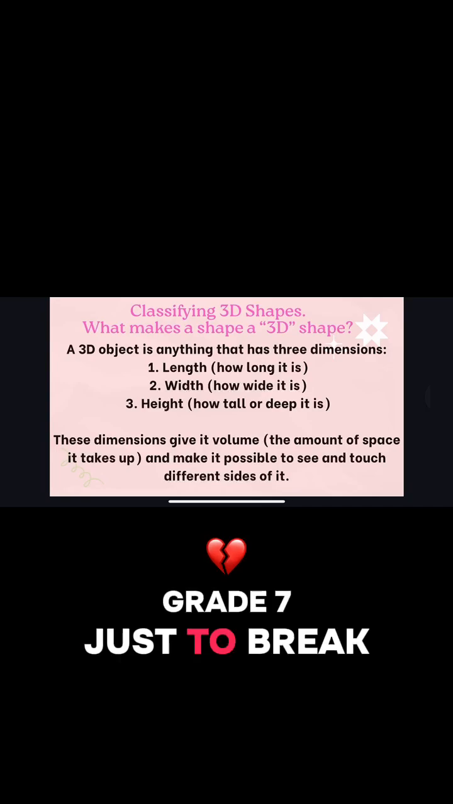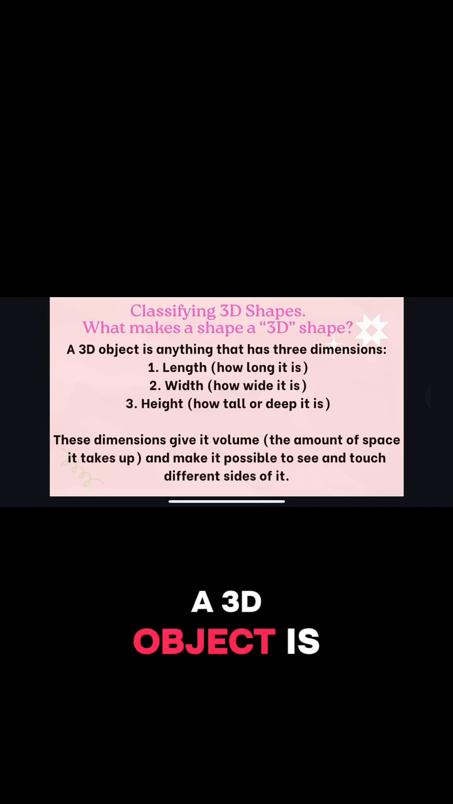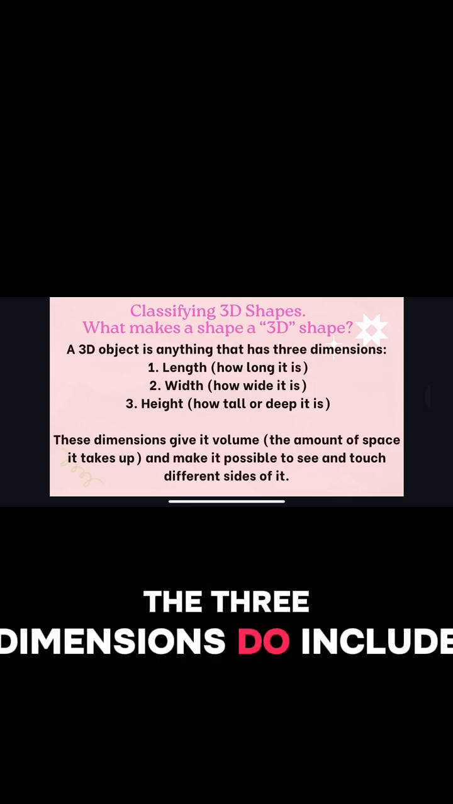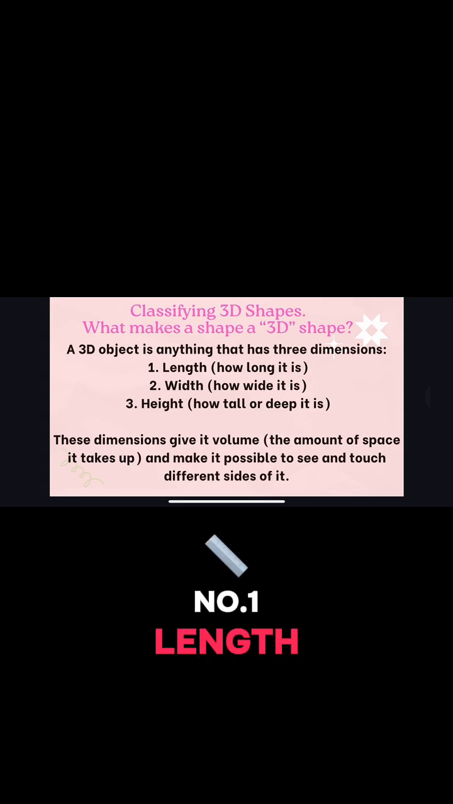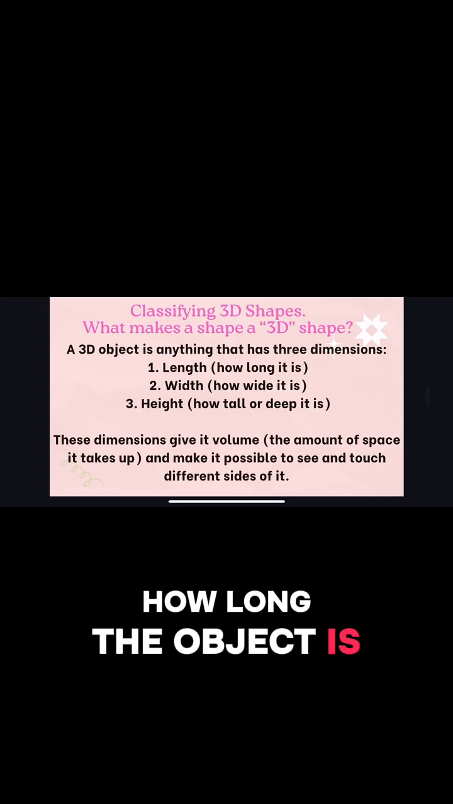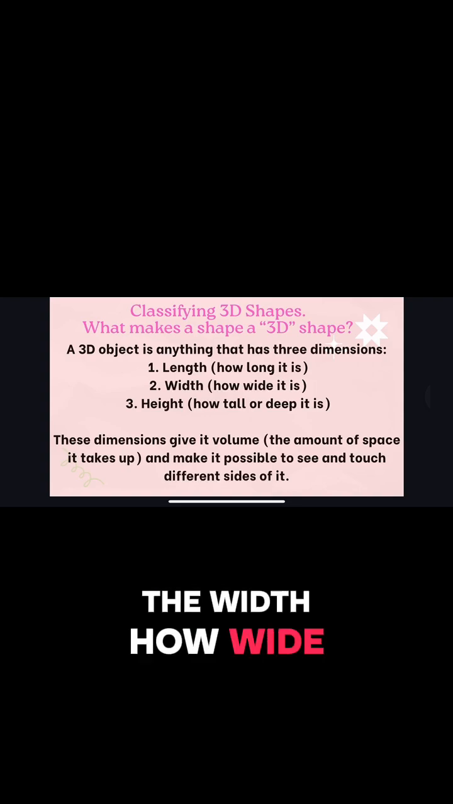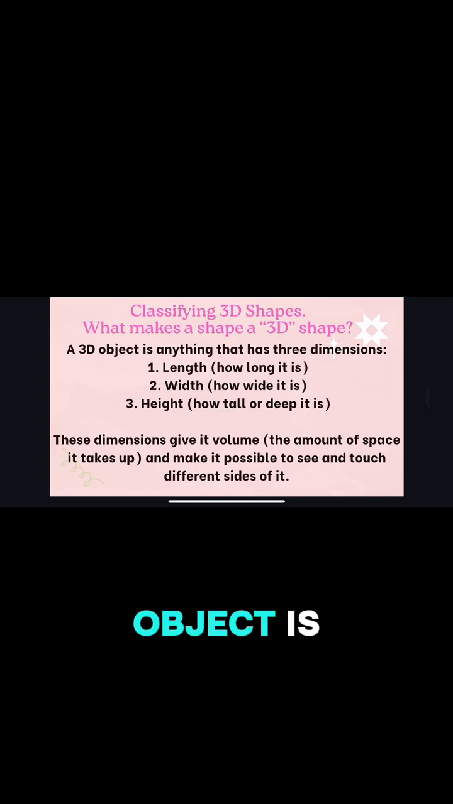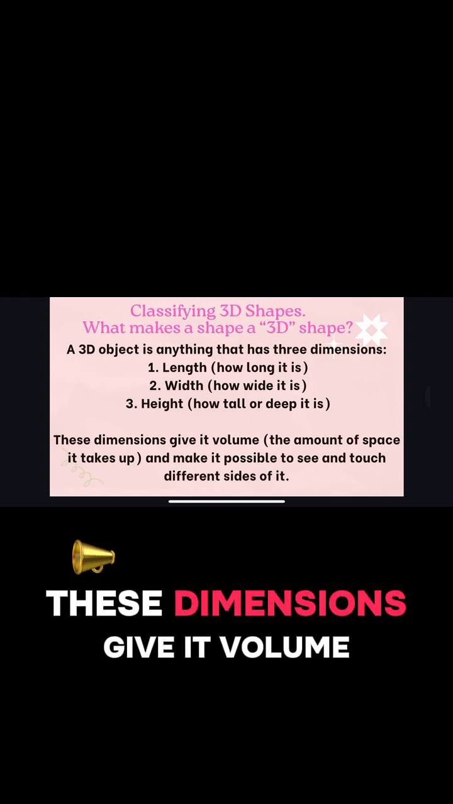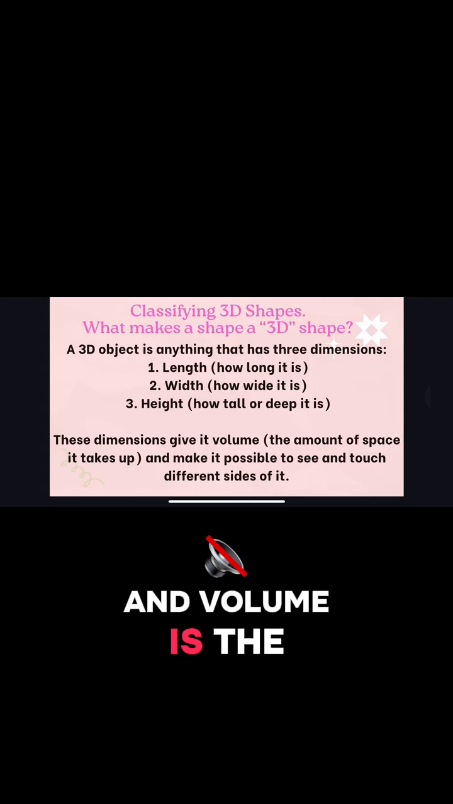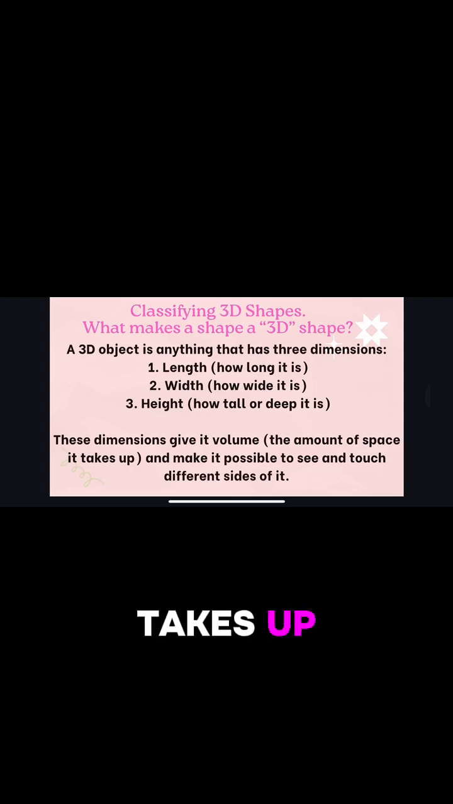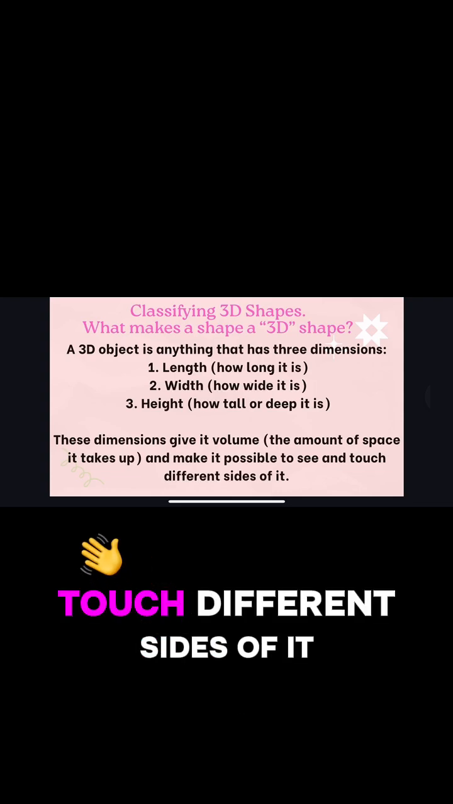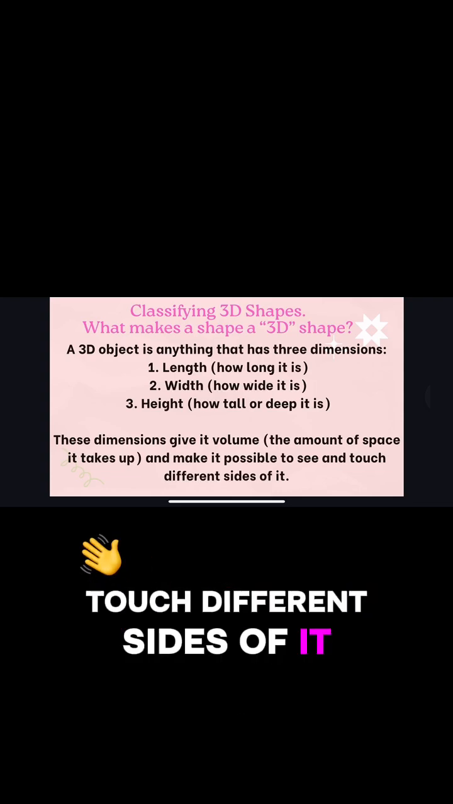Grade 7s, just to break this down, a 3D object is anything that has 3 dimensions. The 3 dimensions include number 1, length, how long the object is. Number 2, the width, how wide it is. Number 3, the height, how tall or deep the object is. These dimensions give it volume, and volume is the amount of space it takes up. And it makes it possible to see and touch different sides of it.